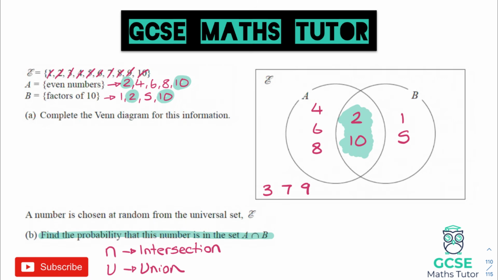From there you can be asked about a probability from either the intersection or the union, so n for our intersection and the U for the union, and for this one it is 2 out of 10 in that intersection.